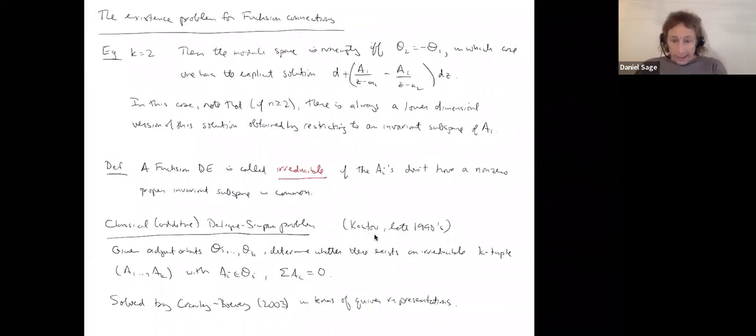Determine whether there exists an irreducible k-tuple, A1 through AK, where the Ai are in the given orbits and the sum of the Ai equals 0. So as long as the orbits are non-resonant, this is precisely the existence problem for Fuchsian differential equations that I discussed before.